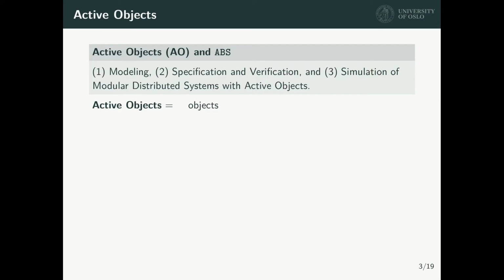So first, active objects without hybrid systems. They are an extension of objects for distributed systems where each object has its own node. These nodes and objects are strongly encapsulated, meaning that one object cannot access the fields of another object, even if they are in the same class.